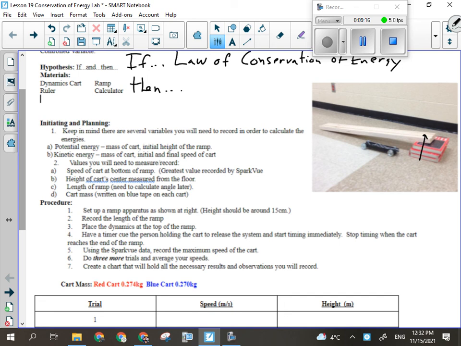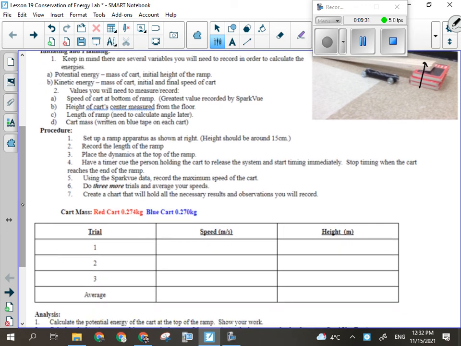All right, and then the length of the ramp, which we need to calculate something later. So just measure the ramp. Take out the meter stick and give the ramp a measure. Cart's mass, which we have there. All right, so that's all you have to do for data gathering.